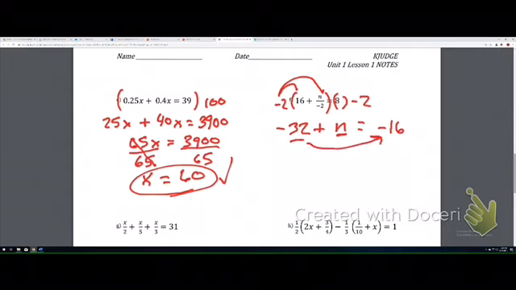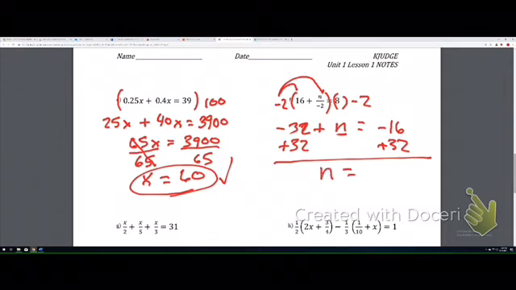So we have a negative 32. What's the opposite of negative 32? Positive 32. So we're going to add 32 to both sides. Remember, what you do to one side, you do to the other. And you get n equals 16. Again, you'll check it on the calculator and you'll move on.